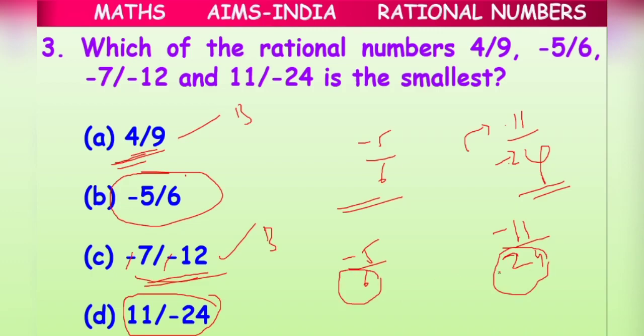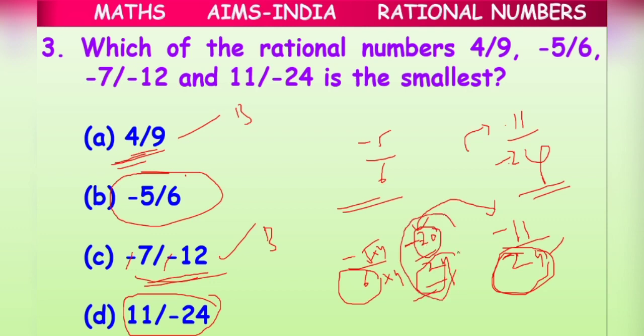If we have the same denominator, we can compare them. Now 24. We can make 6 into 24 by multiplying with 4, both upside and downside. What will we get? Minus 20 by 24. Now here also 24. Now we can compare the numerators. Here minus 20, here minus 11. Which one is smaller? In minus values, the greater value will be the smaller. So minus 20 by 24 is the smaller rational number.